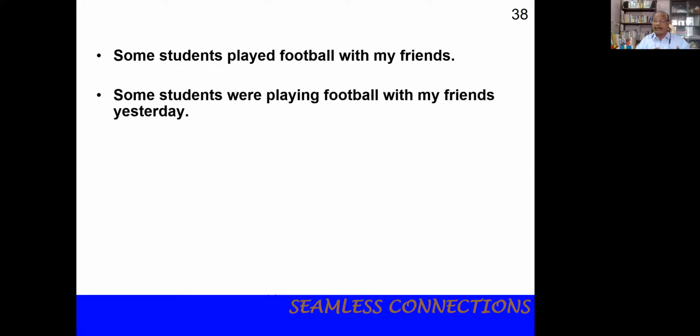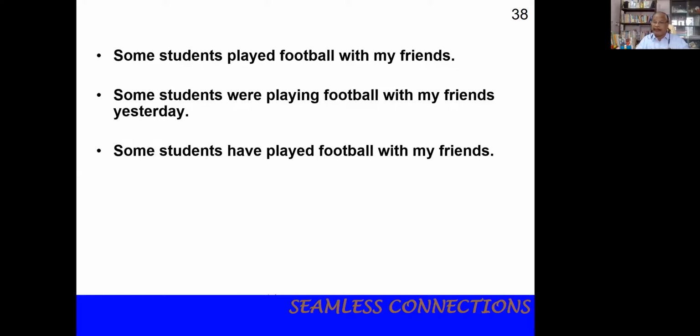Some students were playing. That is playing. Here, plural, not was playing. Here, were playing. Was singular, were plural. Some students were playing football with my friends yesterday.